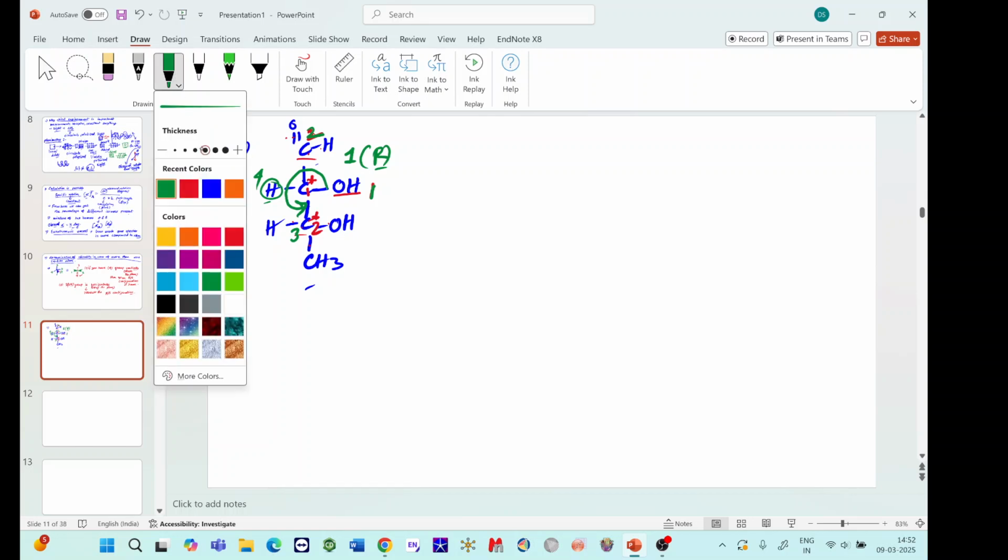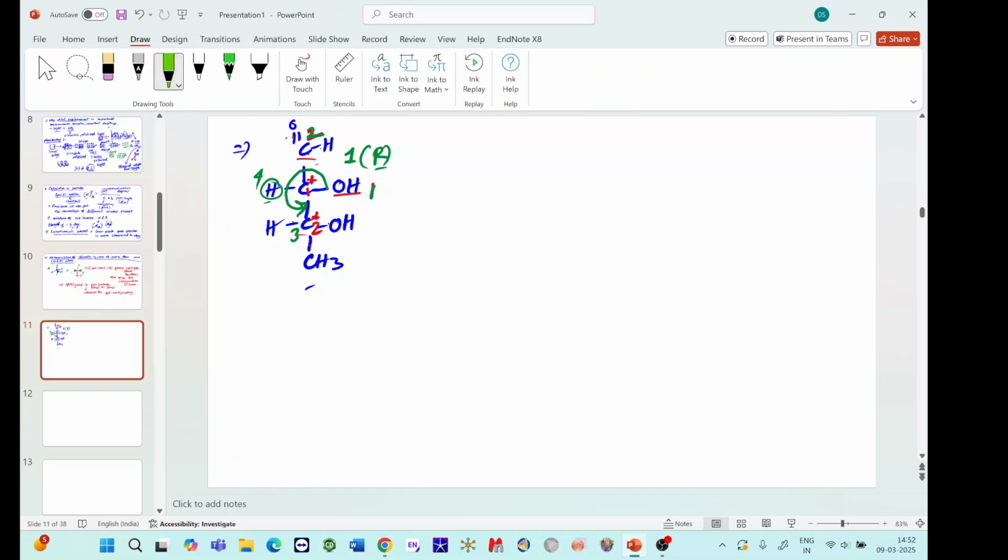For the second one, similarly you do. Let's say this is 1, this will be 2, this will be 3, this will be 4. 1, 2, 3 look like S, but hydrogen is at horizontal, we need to reverse it. So this also R. 1R, 2R. This is how we should do it.